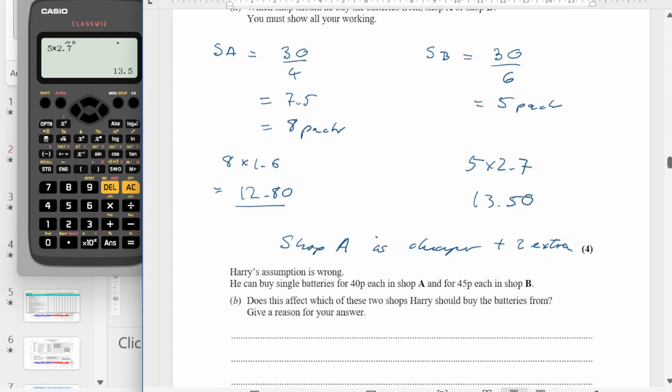How his assumption is wrong. He can buy single batteries for 40 pence each from shop A and 45 pence from shop B. Does this affect which of the 2 battery shops he should buy from? No, he should still, because shop A is still cheaper, even if what we're saying now is he can buy it even cheaper from shop A. So does that affect my answer? No, shop A would be even cheaper.